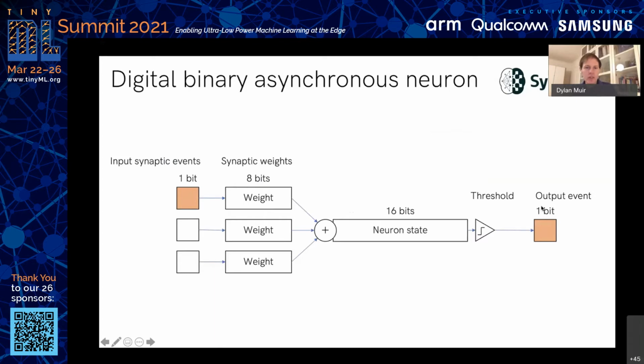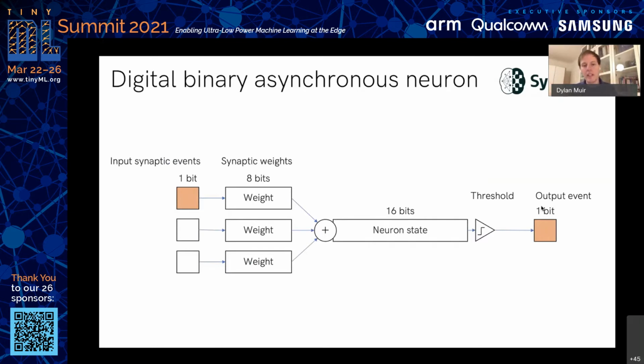The computational unit that we use is illustrated here. We use asynchronous binary neurons, so it's essentially a form of binarised neural network operating asynchronously in time. The communication between neurons is in the form of single-bit events with a value of 1. What you see here is a number of input synapses, input synaptic events, and a neuron state.